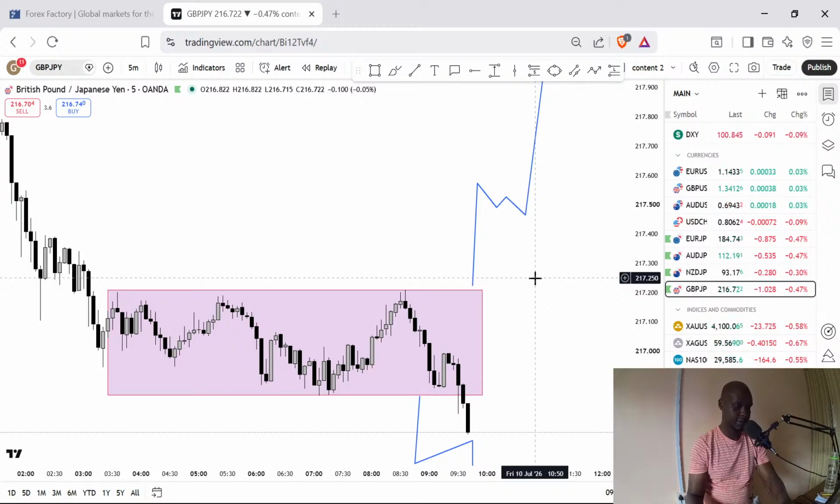So I like the fact that we are still pushing lower, but we still have to wait for the candle to close.